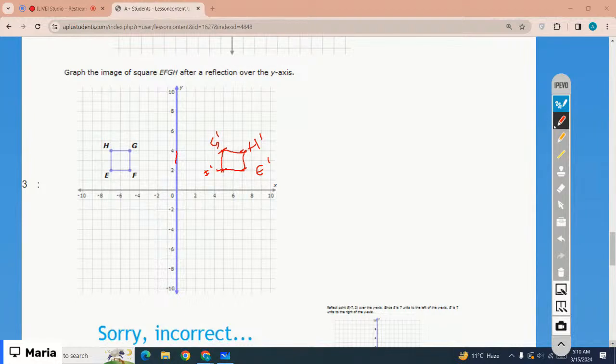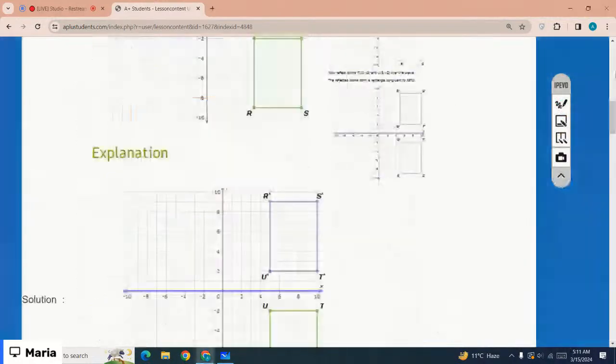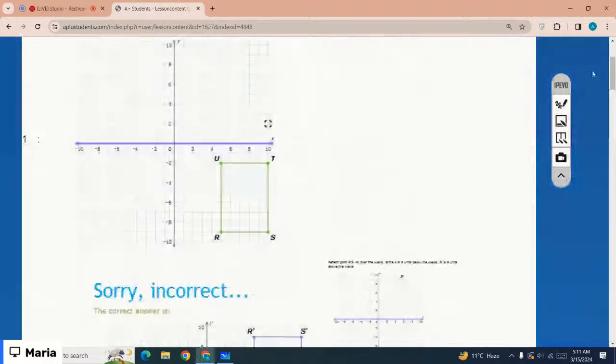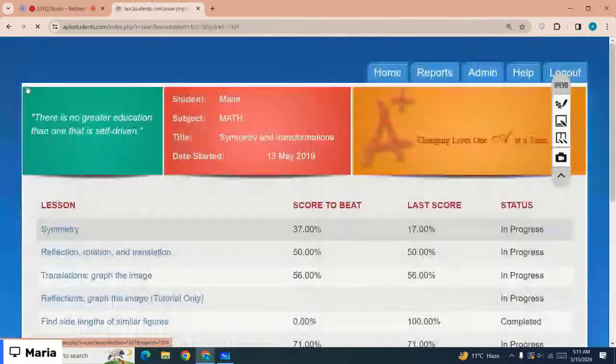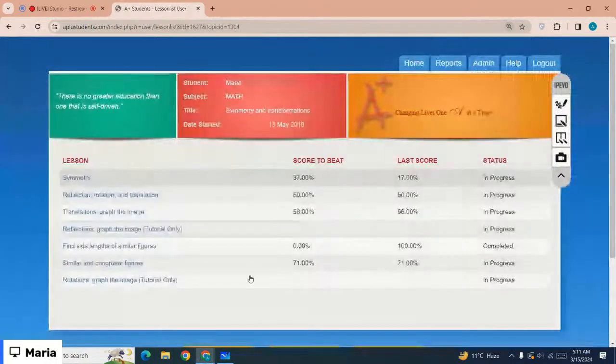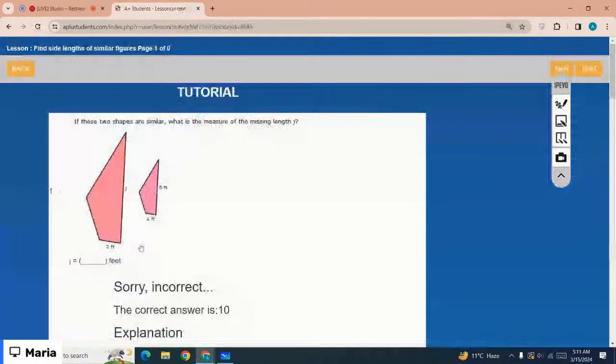Okay, let's move on to the next lesson. The next lesson is find the side lengths of similar figures. If these two shapes are similar, what is the measure of the missing side length J?